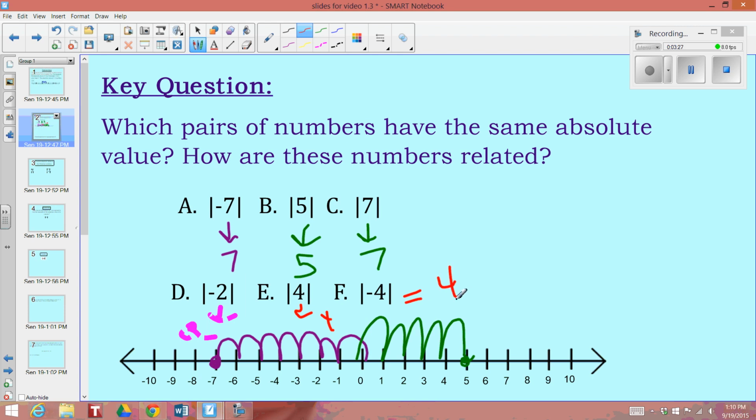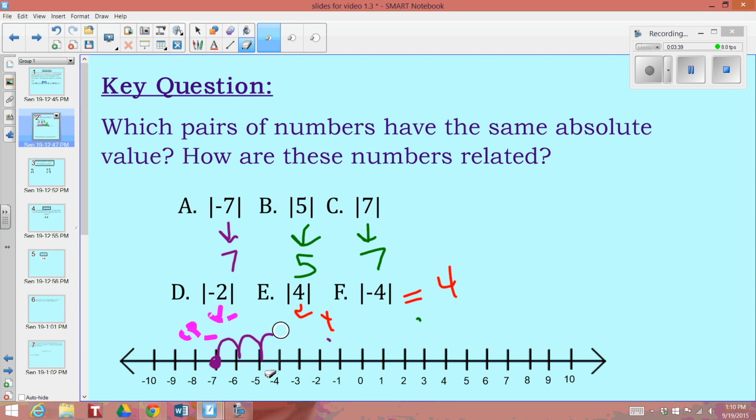So let's see which ones have the same absolute value. Well, I notice that I'm going to erase. I see that the absolute value in letter E is 4, and the absolute value in letter F is 4. So the absolute value of 4 and the absolute value of -4 have the same answer. They're both 4 units from 0.